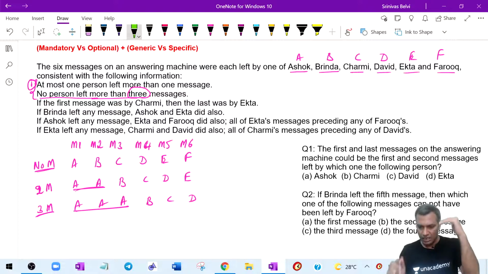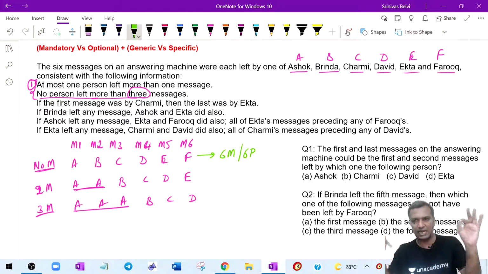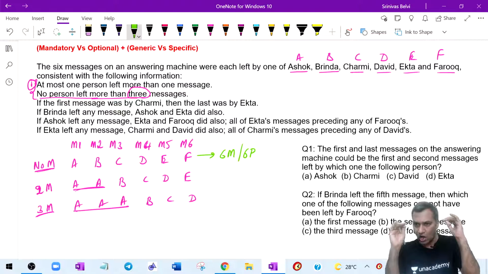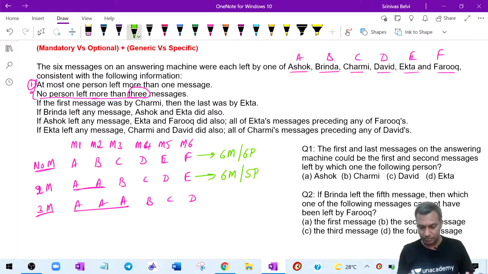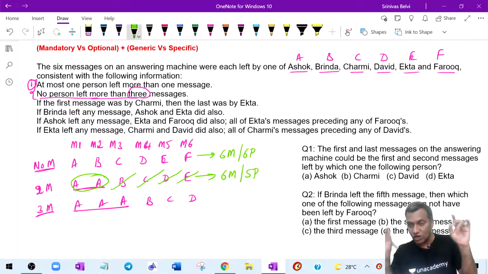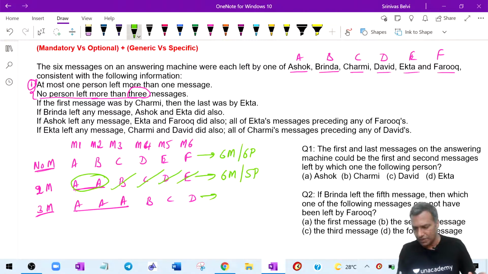According to the first structure, 6 messages are left by 6 different people. 6m by 6p, which means 6 messages are left by 6 different people. Possible. Second one, 6 messages are dropped by 5 different people because A left 2 messages, then B, C, D, and E. Third one, 6 messages can be because of 4 different people. This is the framework the author is trying to tell with the first 2 statements.